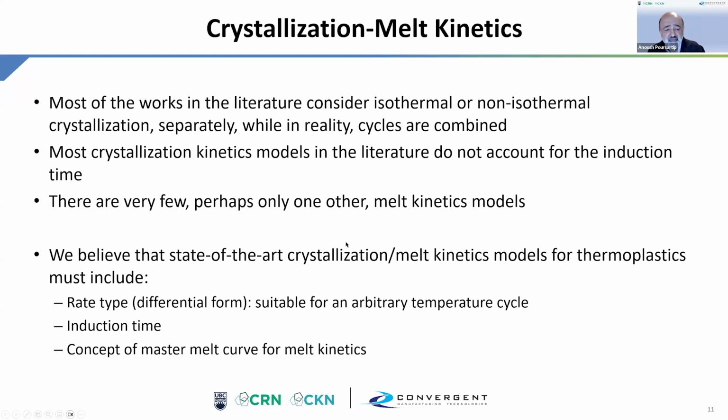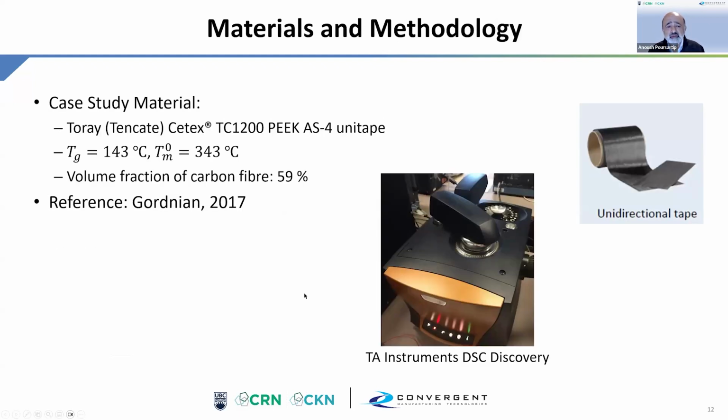So we believe that to have a real good virtual material model, you need to have both crystallization and melt in there. It needs to be rate type, so it can do any arbitrary temperature cycle. It includes an induction time, and it allows for this trade-off between melt and crystallization using what we call a mass to melt curve. So the material I'm going to show you is TC1200 PEAK from Toray, which has been very well characterized. And at the end, I'll actually allude to another characterization which will be shared at the SAMPE conference.